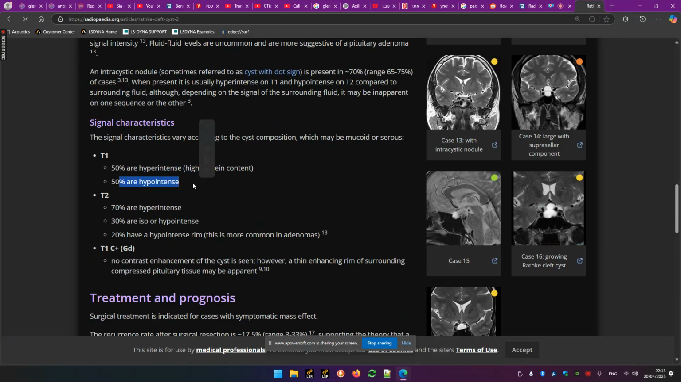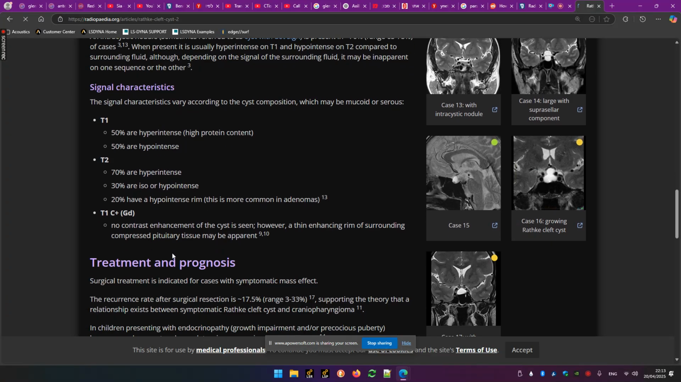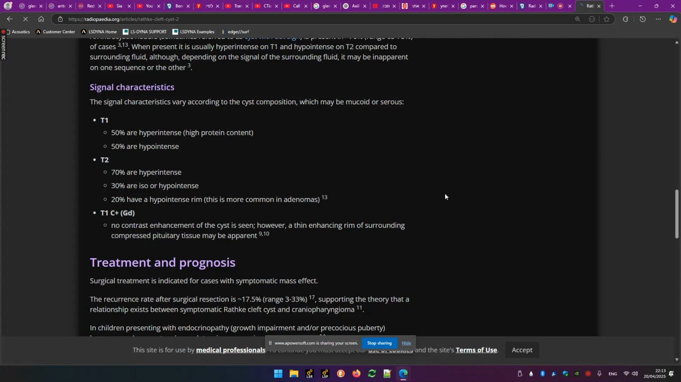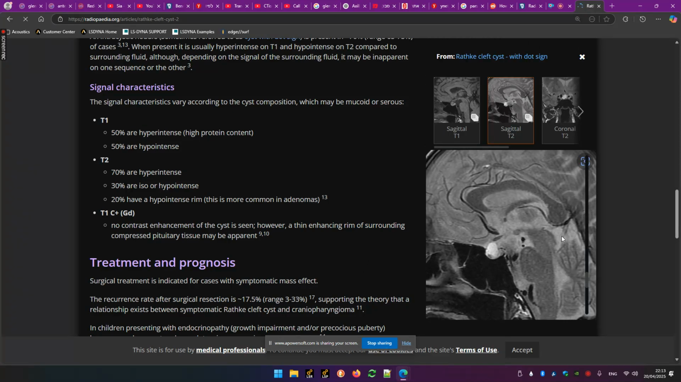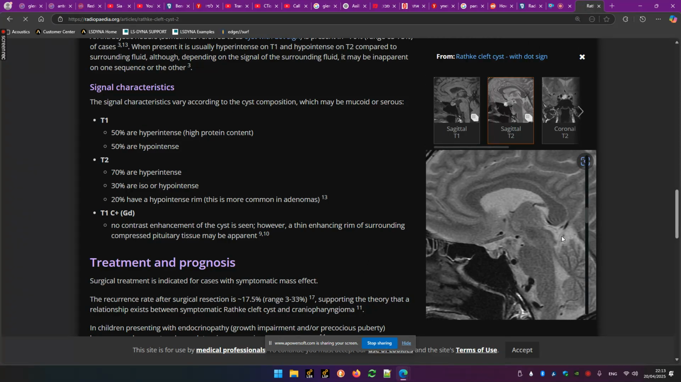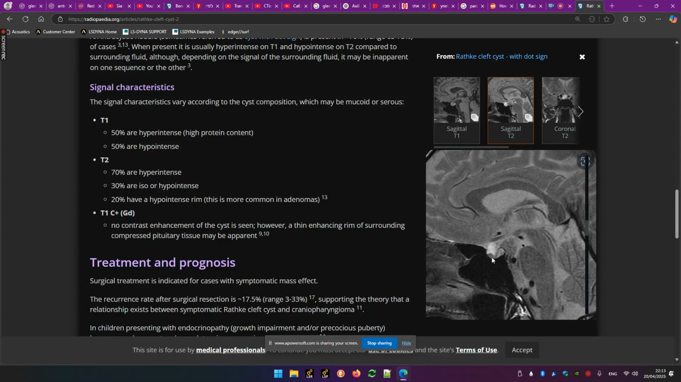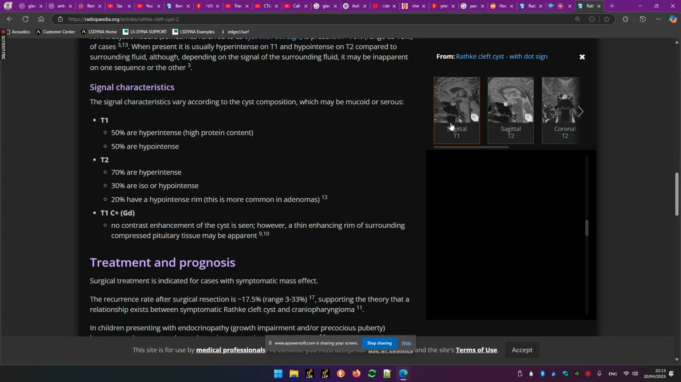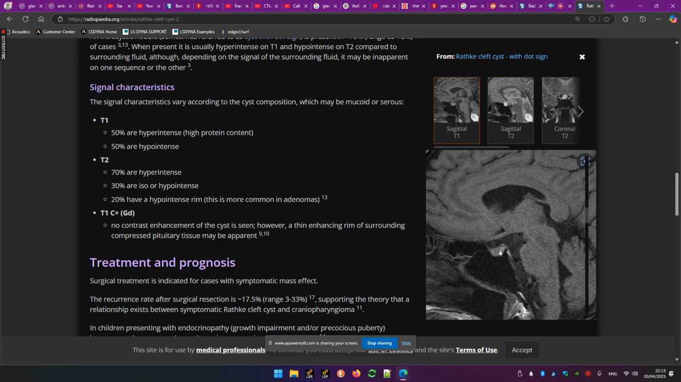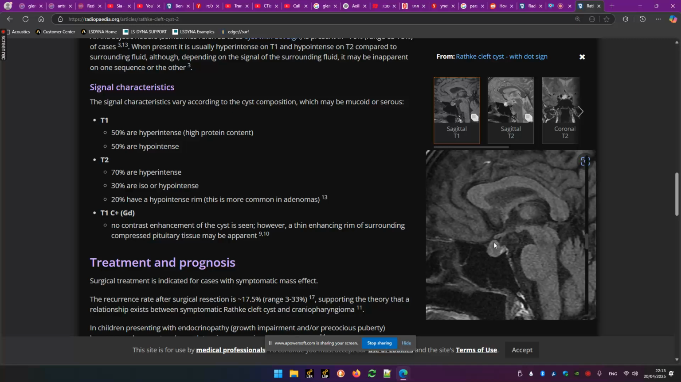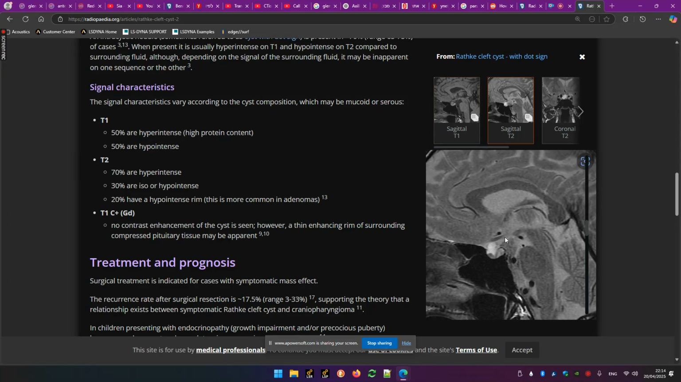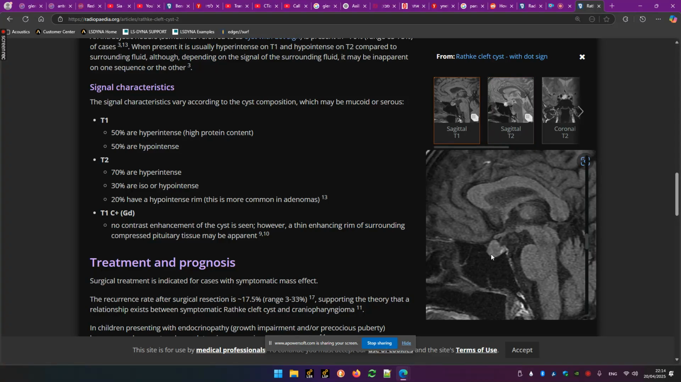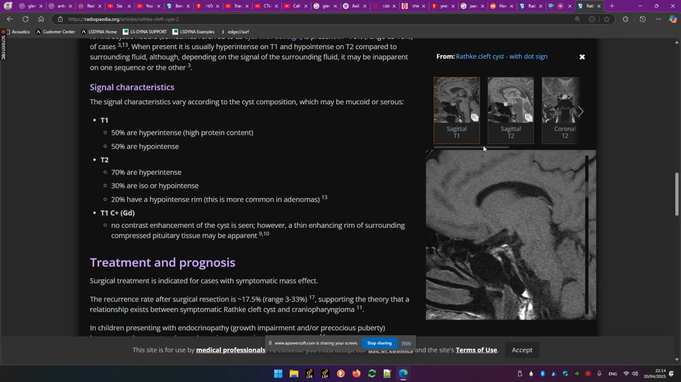In T1, 50% hyperintense, 50% hypointense, usually hyperintense on T2. No contrast enhancement of RCCs, however, a thin enhancing region of surrounding compressed pituitary tissue may be apparent. So on T2, it's hypointense, with this one right over here. And on T1, it's maybe both. Not sure, maybe this one here. It's hard on T1, I must say.